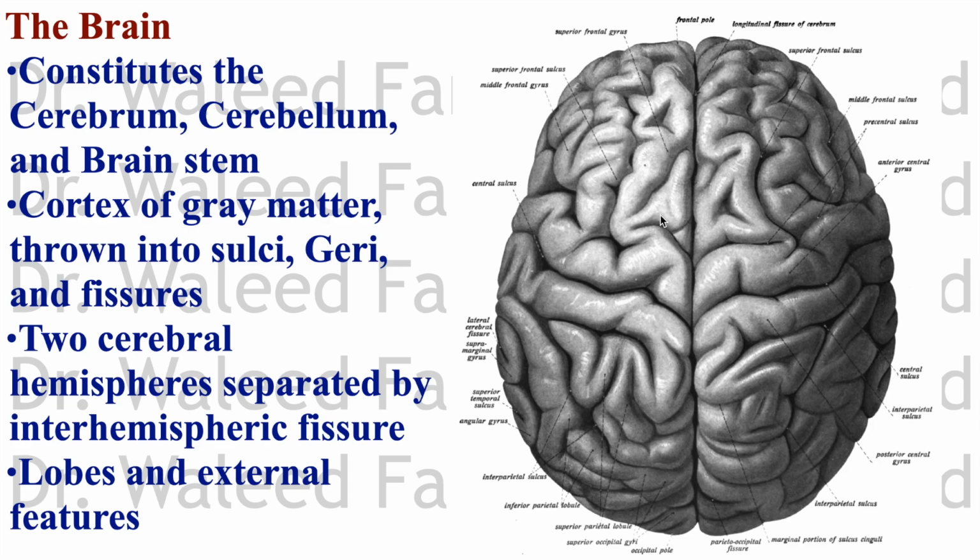The frontal lobe itself, you can divide it into three interrupted gyri: the superior, middle, and inferior frontal gyri. They are interrupted gyri, not continuous. Superior, middle, and inferior frontal gyri.